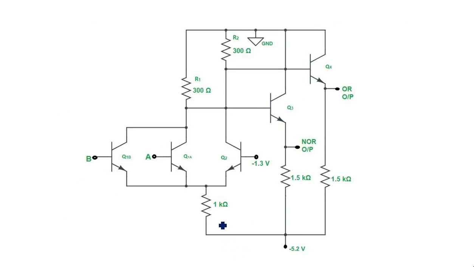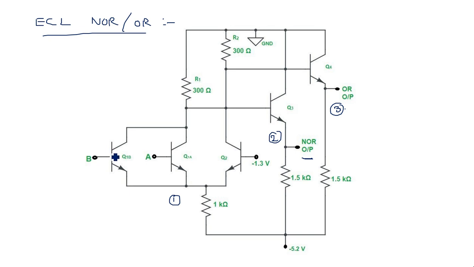Now let us see the operation of the ECL NOR or OR gate with respect to the circuit diagram. In this circuit, the first three transistors divide the circuit into stages. This is the first stage, this is the second stage, and this is the third stage. In the first stage, all the emitters of the three transistors are connected together, so this is called emitter coupled configuration. The second stage has a single transistor with the output from the emitter, which is the NOR output. The third stage output is the OR output.